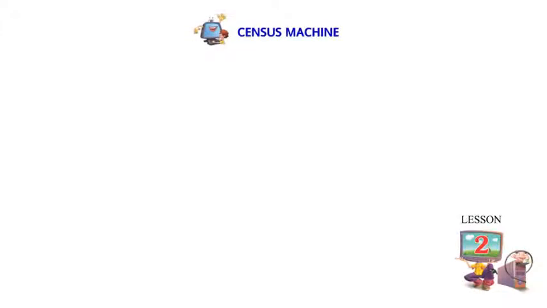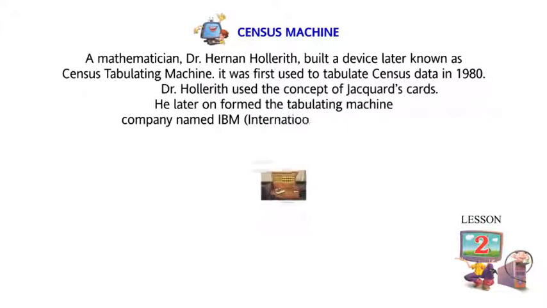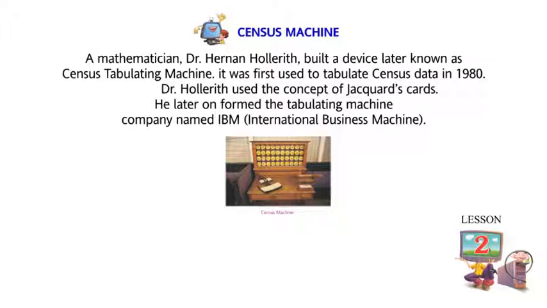Census machine. A mathematician, Dr. Herman Hollerith, built a device later known as the Census Tabulating Machine. It was first used to tabulate census data in 1890. Dr. Hollerith used the concept of Jacquard's cards. He later formed the tabulating machine company named IBM, International Business Machines.